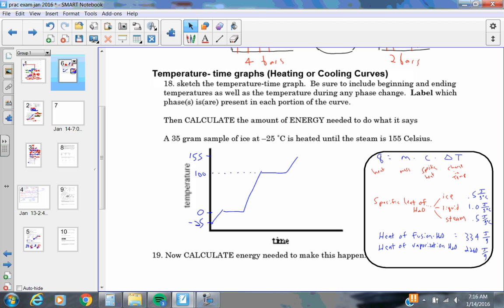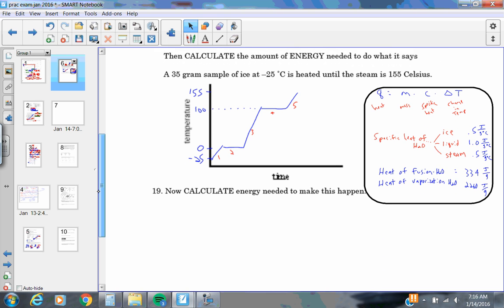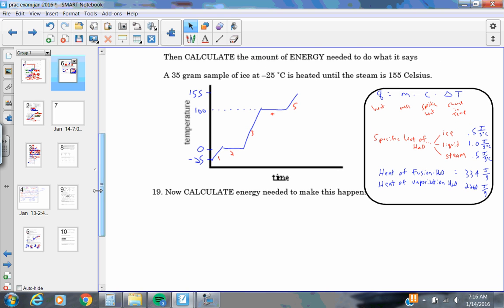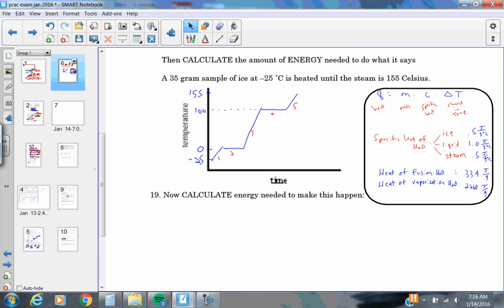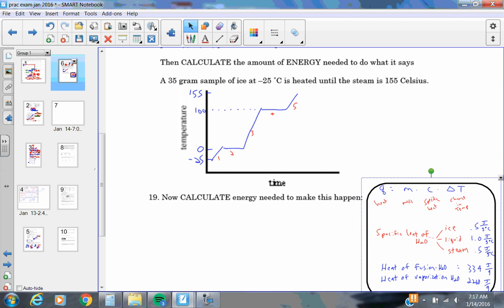This is telling me that this is a 1, 2, 3, 4, 5-step process. I have to figure out how much heat it takes to do each of those processes, and then add them all together to get one final number. I've got some information over here. I'll pull this down for now. I know it's going to be 5 steps.